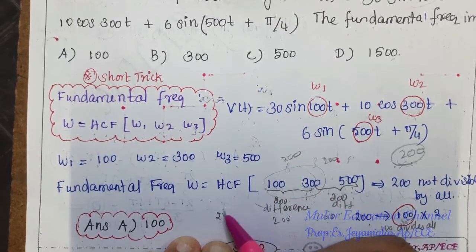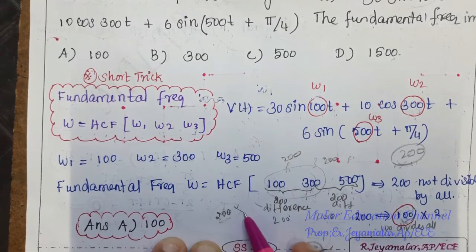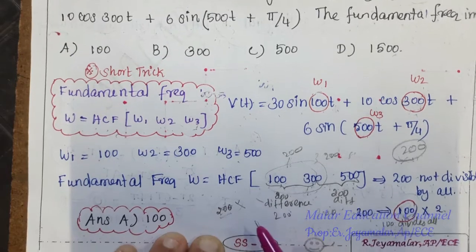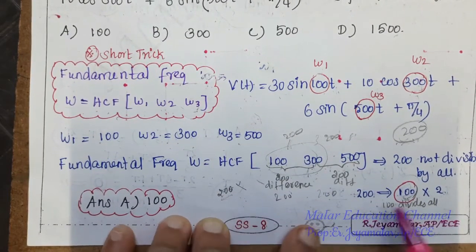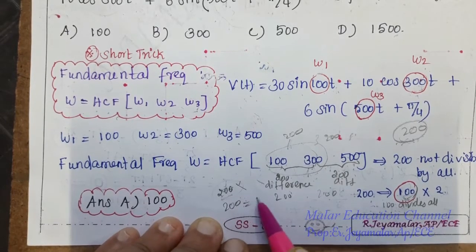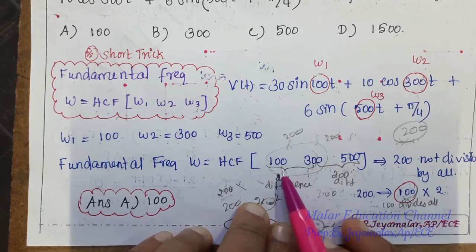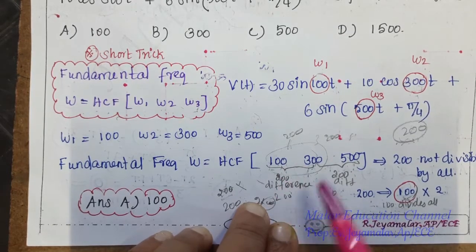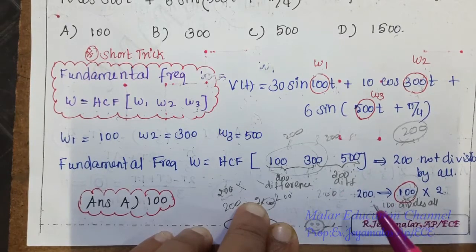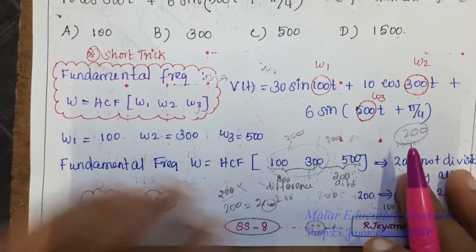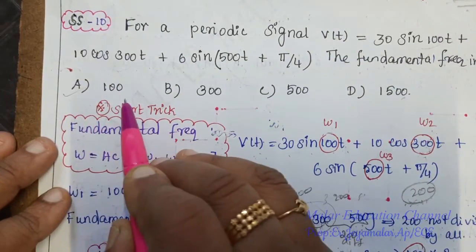But here, 100 is not divisible by 200, so 200 is not acceptable. Again, what we have to do is break the number: 200 can be replaced by 2 into 100. Now check: 100 is divisible by all the terms. 100 divided by 100 is 1, 300 divided by 100 is 3, 500 divided by 100 is 5, isn't it? Hence, 100 is the final answer. The highest common factor is option A, 100.